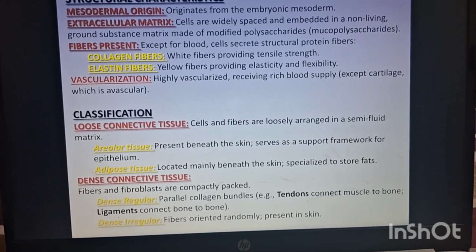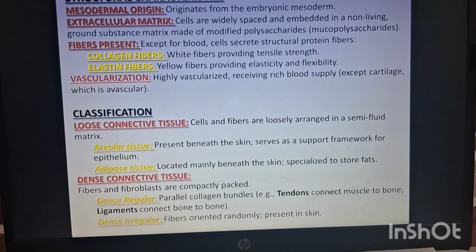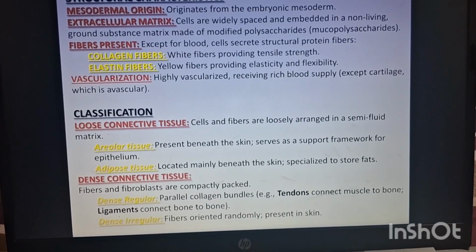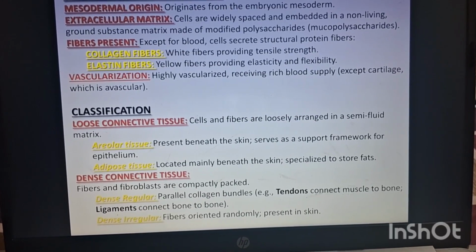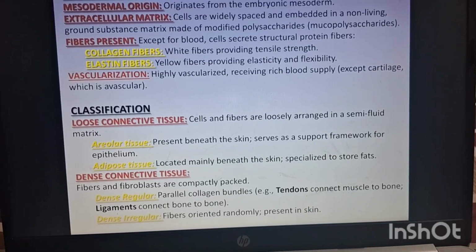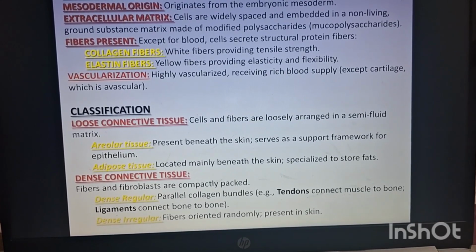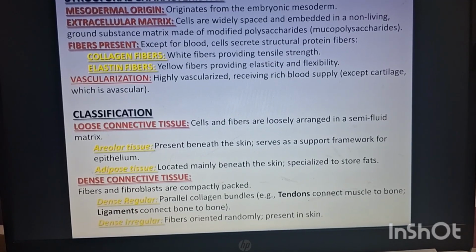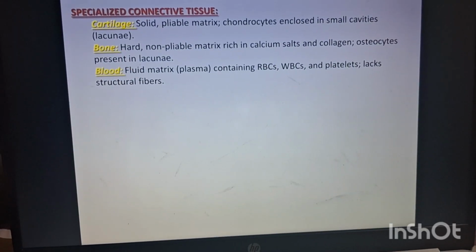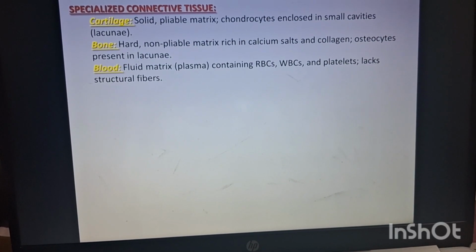Next, dense connective tissue. Fibers and fibroblasts are compactly packed. Dense regular and dense irregular are the 2 types of dense connective tissue. Parallel collagen bundles make the dense regular tissue, example tendons, and in dense irregular tissue the fibers are oriented randomly, present in the skin. Specialized connective tissue: these are cartilage, bone and blood.